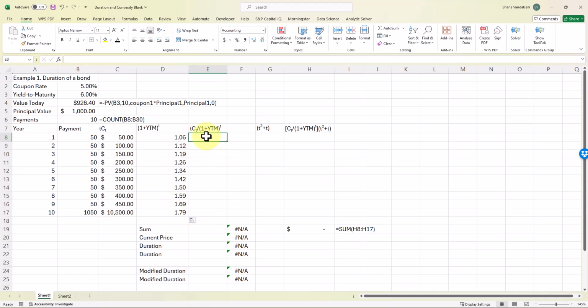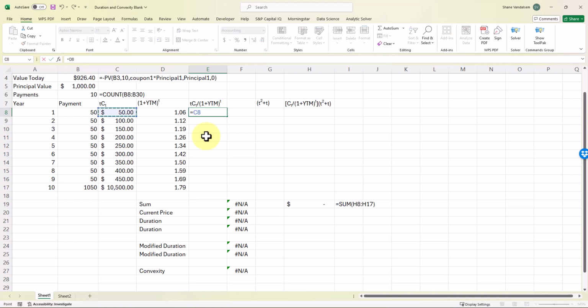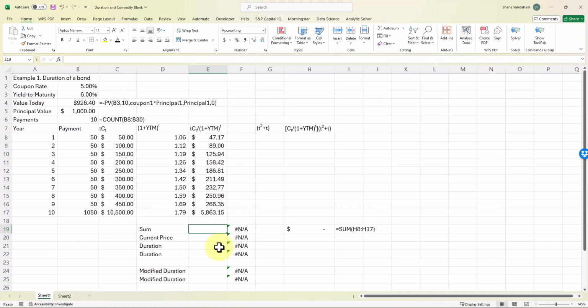And now in this cell here, we're going to take equals our time times the cash flow, and we're going to divide it by our denominator there and get our values here. So now we're going to calculate the sum of the time period multiplied by the cash flow for that time period divided by 1 plus the yield to maturity.